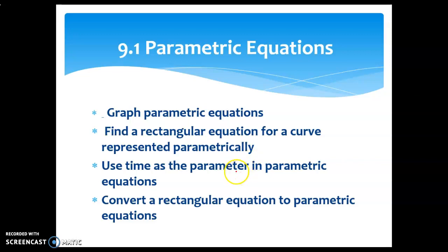Today we will discuss parametric equations. We will discuss how to graph a parametric equation, find a rectangular equation, and convert from parametric equation to rectangular and vice versa.